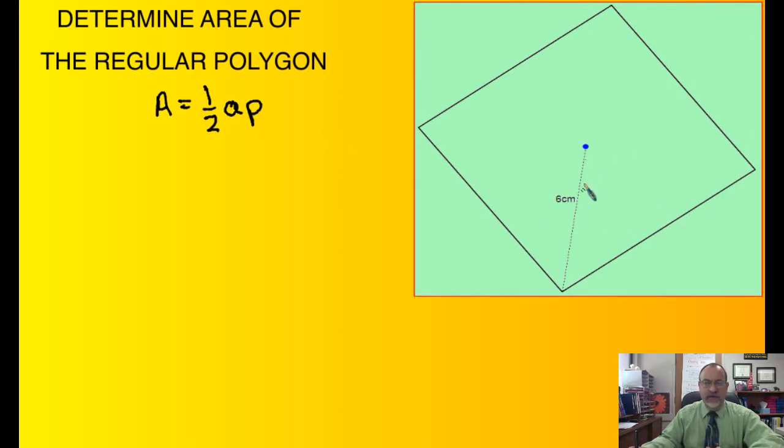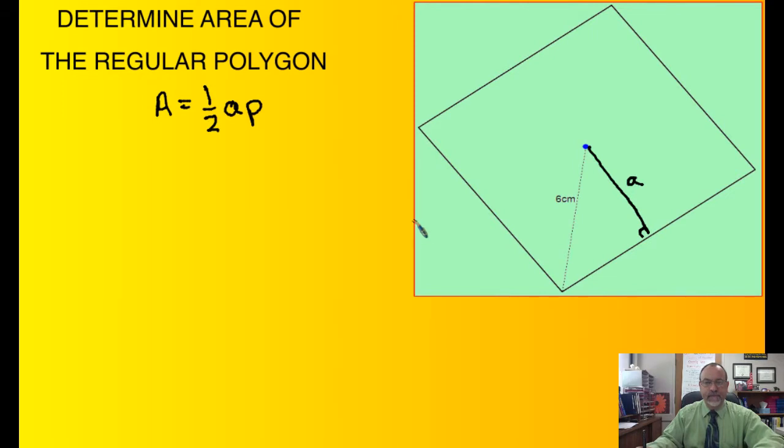Now be careful here, this is not the apothem. This is a radius. It's drawn to the vertex. It's not drawn perpendicular to the side. This is the length I need. That's my apothem. It's not there, so I'm going to have to figure it out like we did on the previous problem.